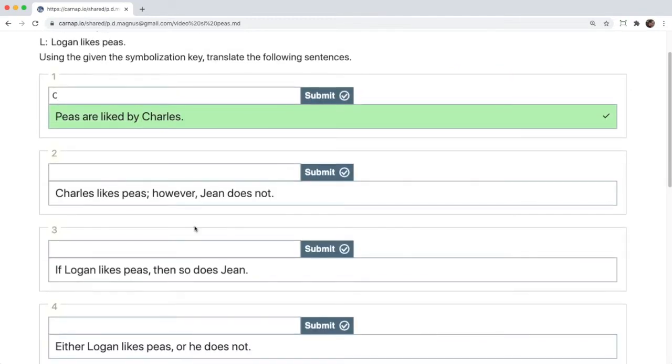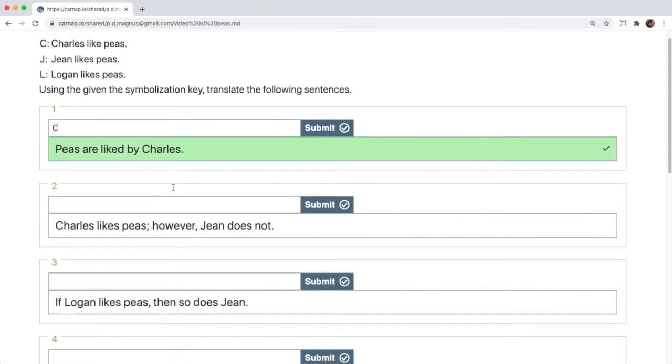That was easy. For the second one, Charles likes peas, however, Jean does not. Well, we've got C, Charles likes peas. We've got J, Jean does not. And remember that we can use the ampersand, and Charles likes peas and Jean does not. This is sort of like a sentence with a but in it. Charles likes peas, but Jean does not. So we need the not too. Can't forget that. So what we've got is Charles likes peas, and it's not the case that Jean likes peas. Perfect match. Good.